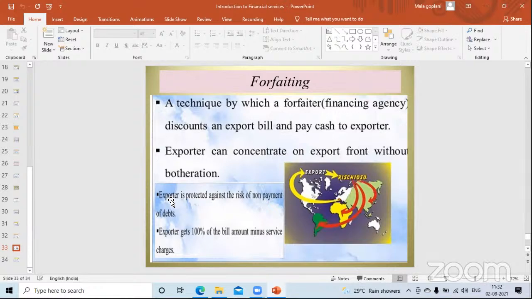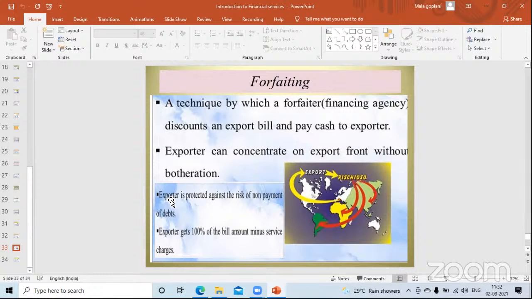Now it is the responsibility of the forfeiter to collect the amount from the customer who is outside India, maybe in US, maybe in Australia. So from the importer, the forfeiter will collect the amount, not the exporter, because the exporter has sold the bill to the forfeiter, and therefore the forfeiter will come into the picture now. He is responsible to collect the money from the customer, the importer.